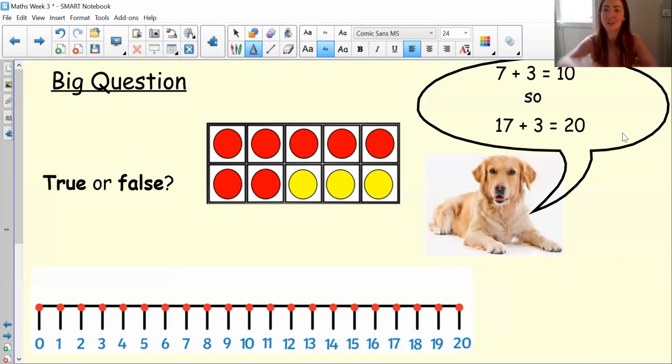So it is true. Stevie got it right today, because we know that 7 add 3 equals 10. That's a number bond to 10. And we know that to make 20, we just need to add another 10 on. And that's exactly what we've done here. The number 17 gives us that extra 10. So it's still 7 ones add 3 ones, but we're adding another 10 on top. So it's effectively 10 add 10, and that equals 20. So well done, Stevie.